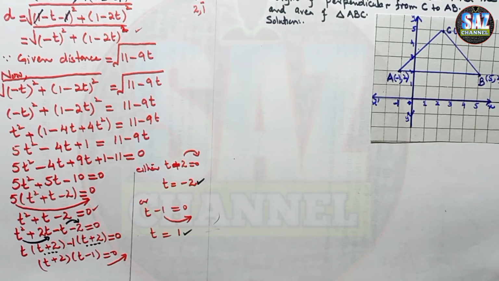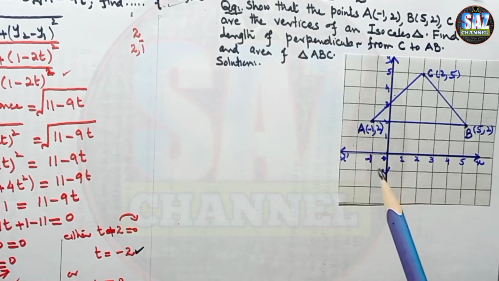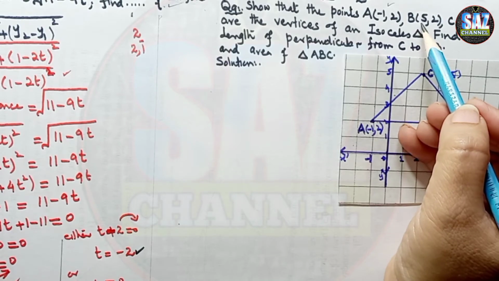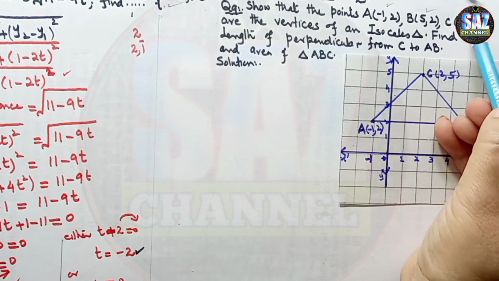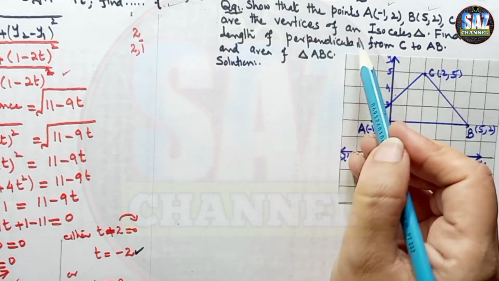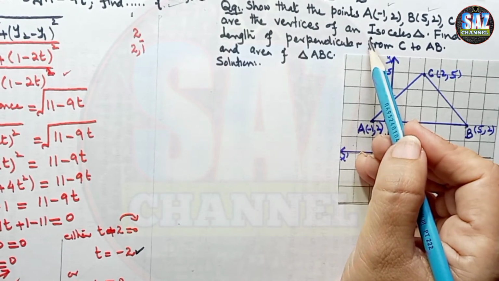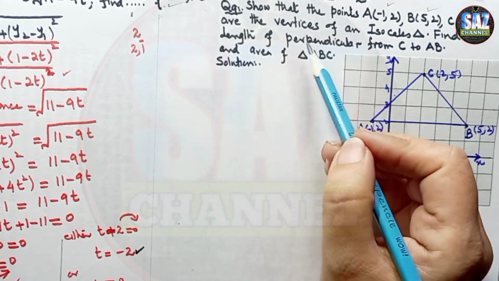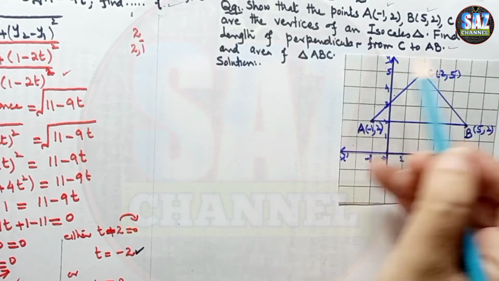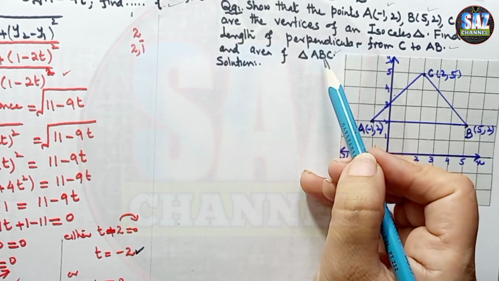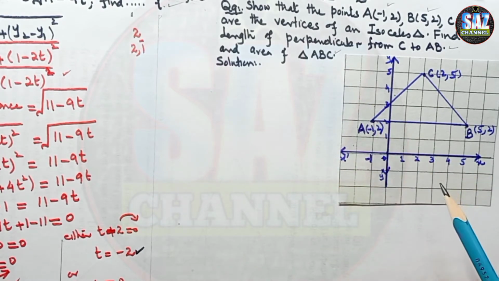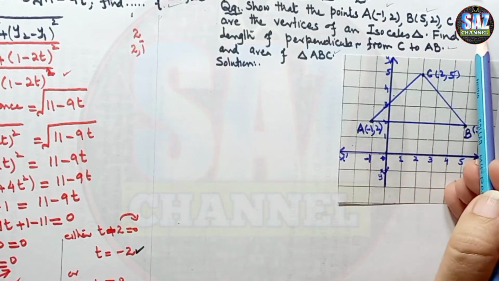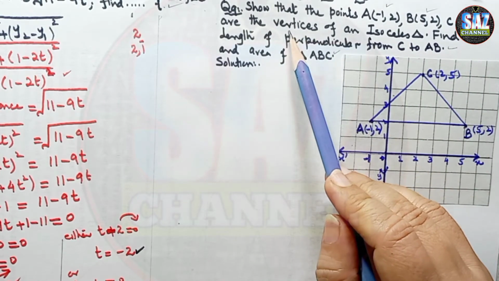Let me read the question from the book. Question 9 says that given that the points A minus 1 and 2, B 5 and 2, and C 2 and 5 are the vertices of an isosceles triangle. Okay, then find the length of perpendicular from C to AB, and we have to find the area of triangle ABC as well.